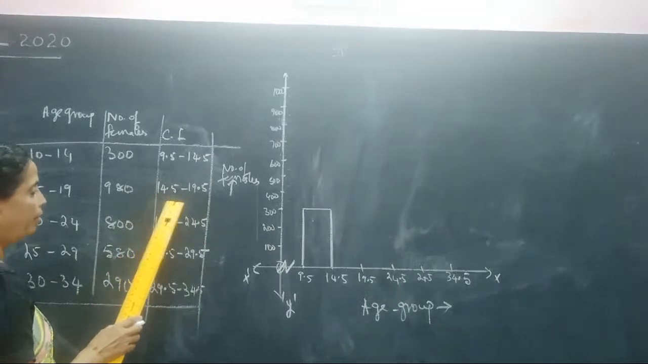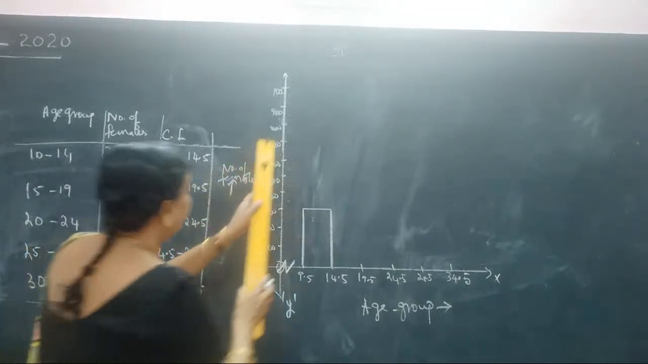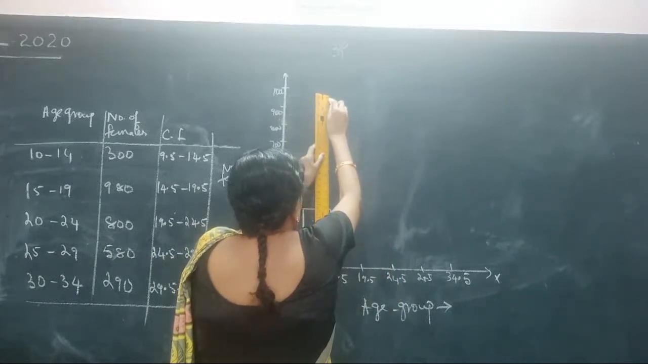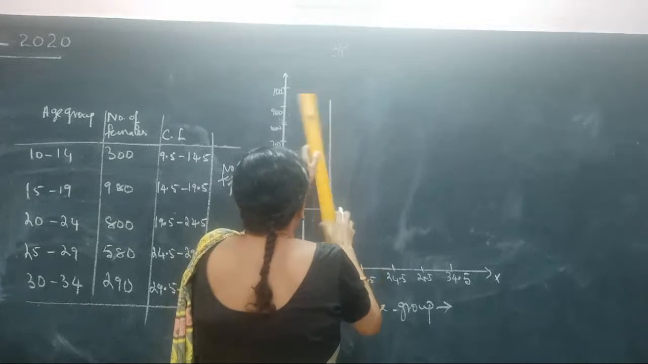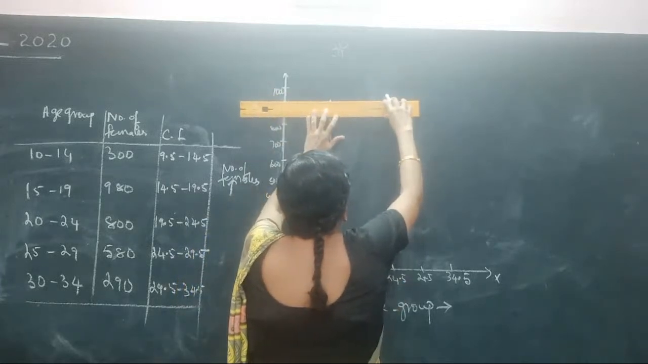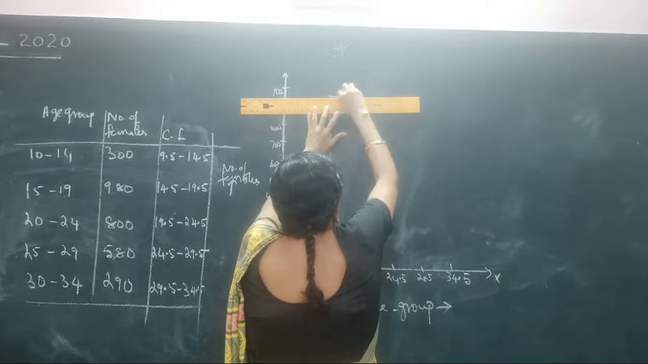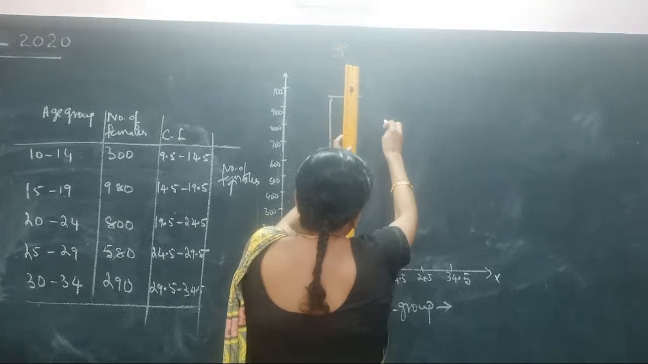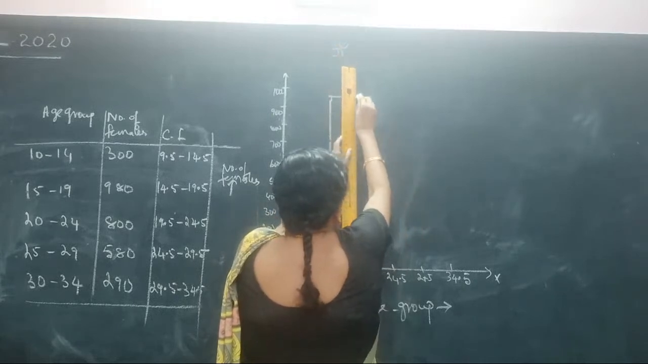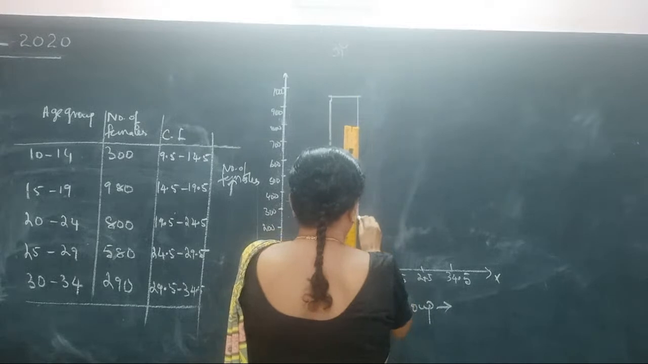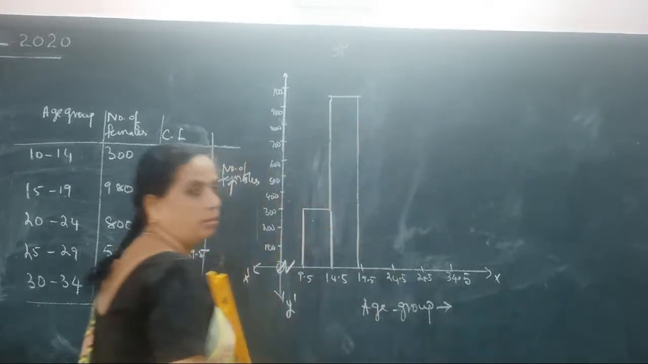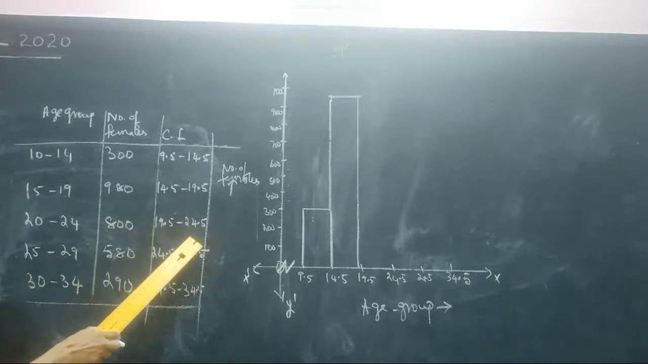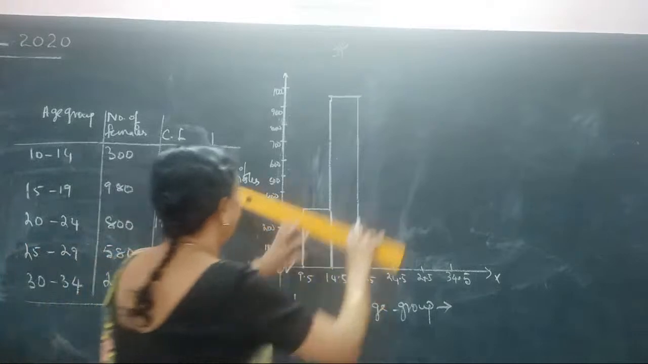Then 14.5 to 19.5 is 980. 980 is the maximum here. We just use the scale and pencil to locate 980 here. Complete the box. Okay. Next, after that 19.5 to 24.5 is 800.